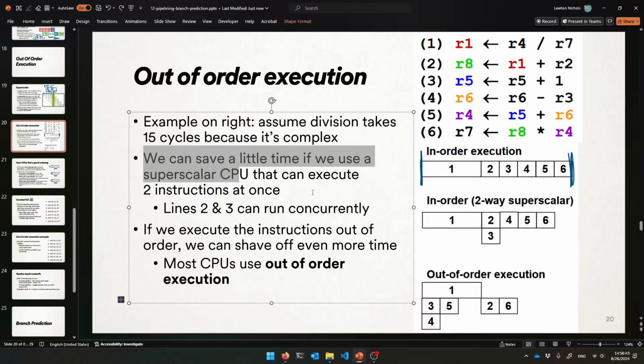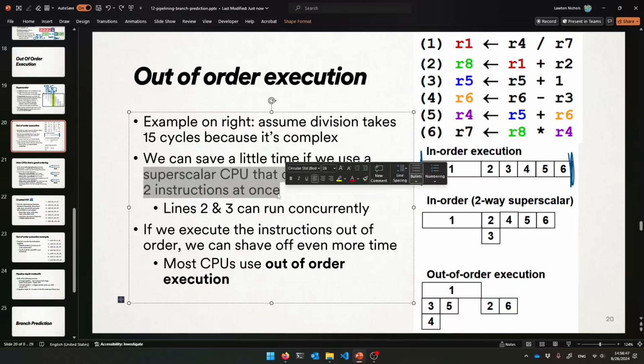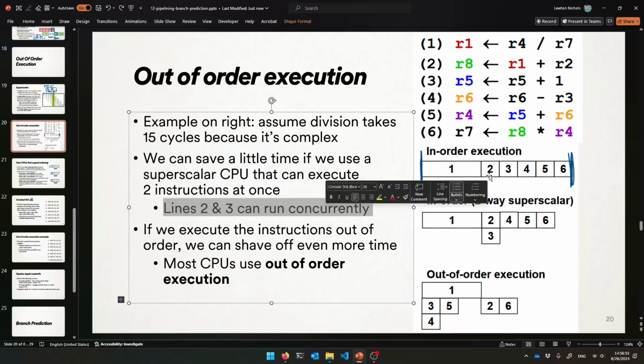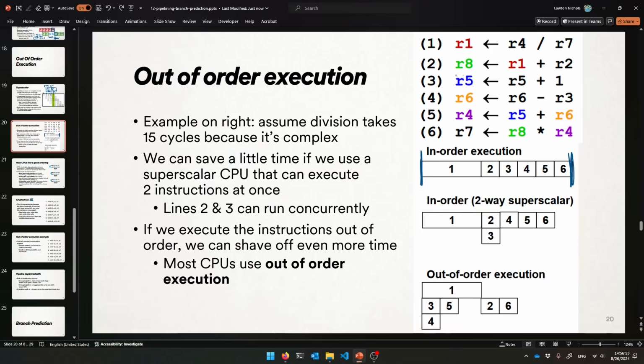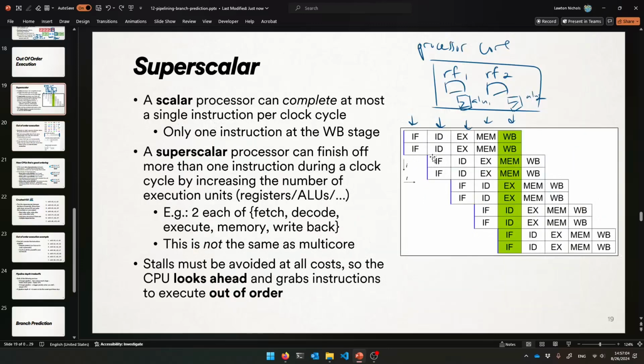Okay, so we can save some time if we use a superscalar CPU that can execute multiple instructions at once, right? Like if it can execute 2 instructions at once, lines 2 and 3 can run at the same time, can't they? Because they're touching different registers. R1, R2, R8, R5, constant 1, R5 again. Those 2 lines don't mess with each other, so we can run them both at once in our superscalar CPU.